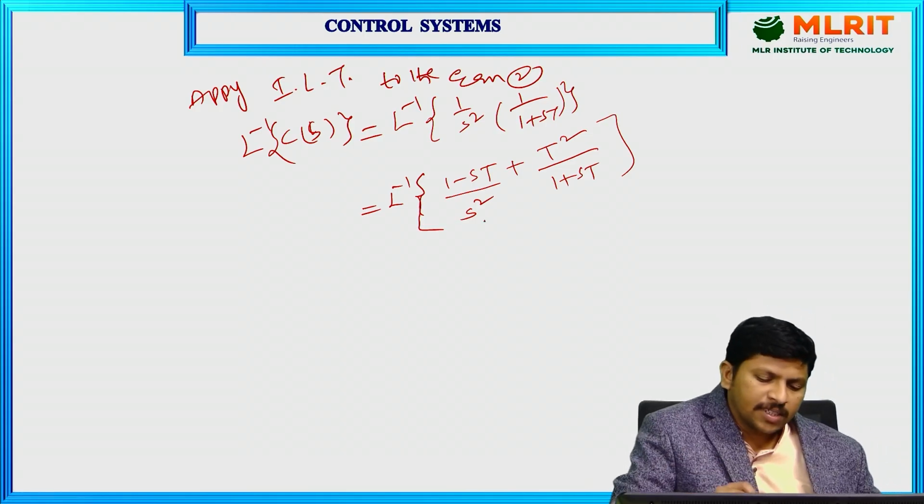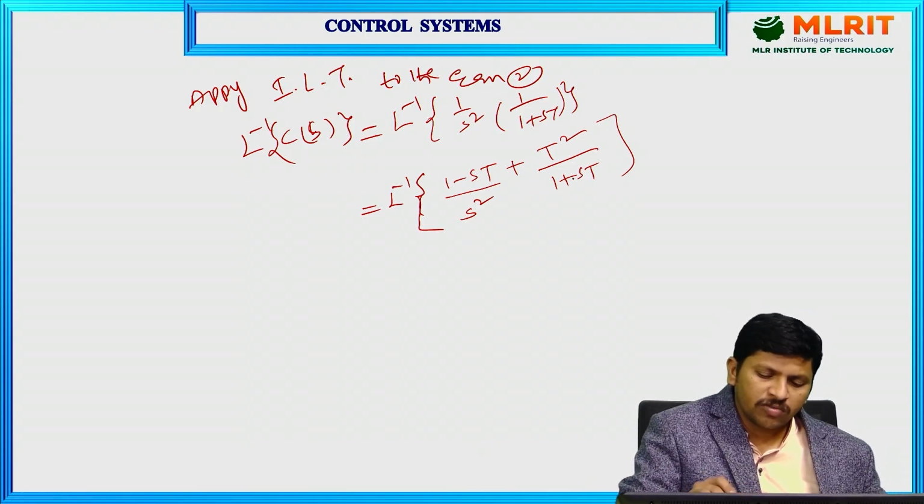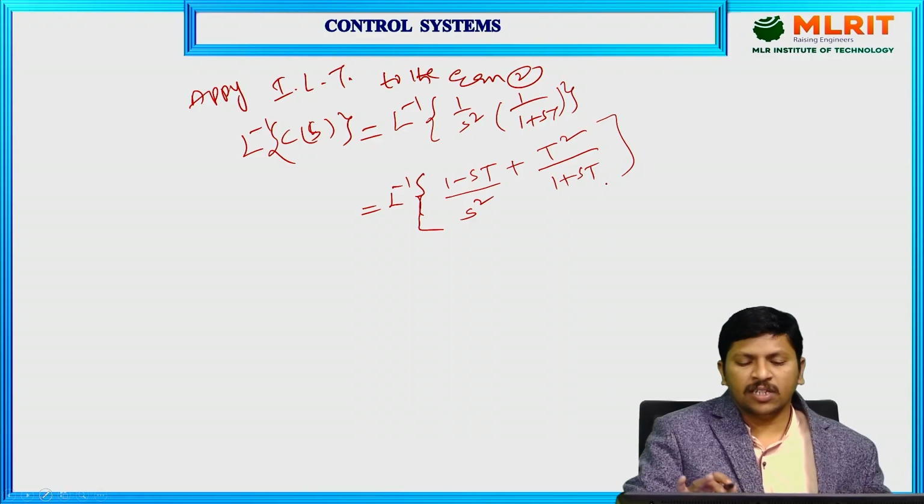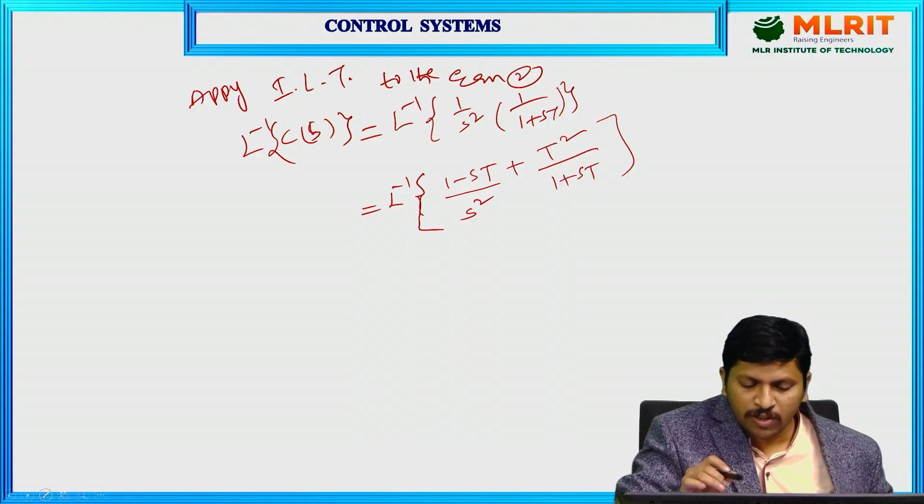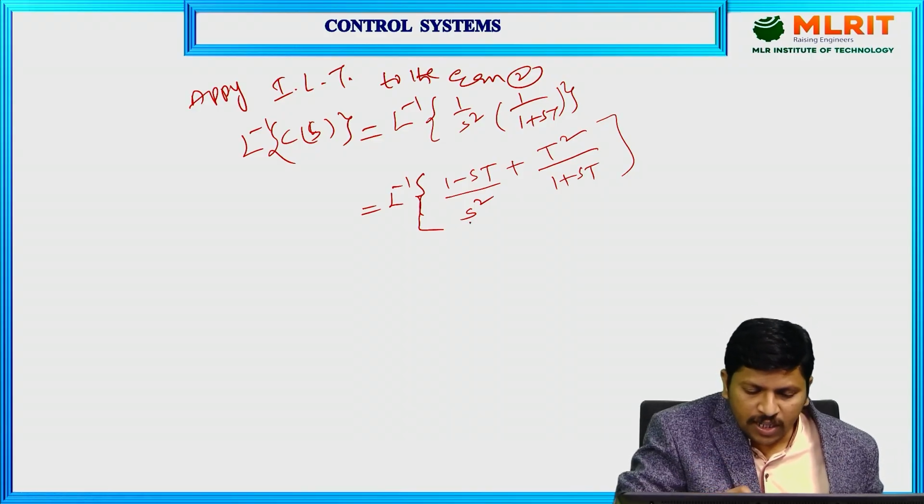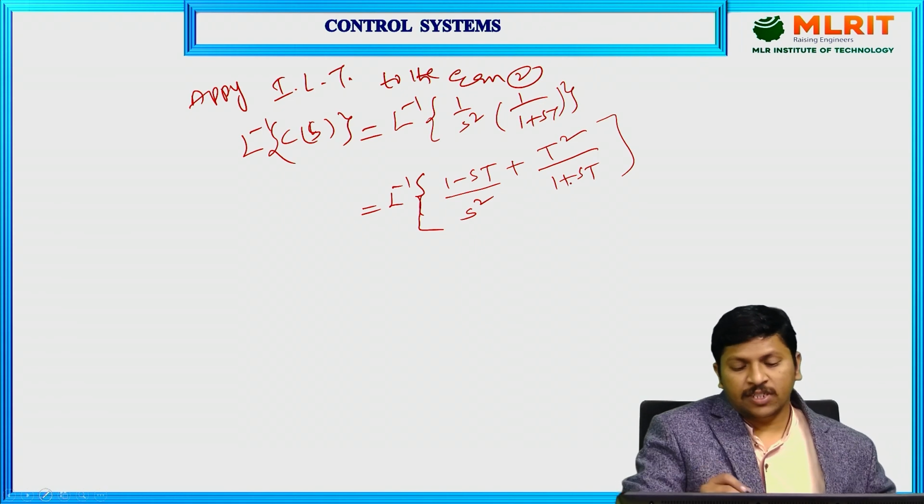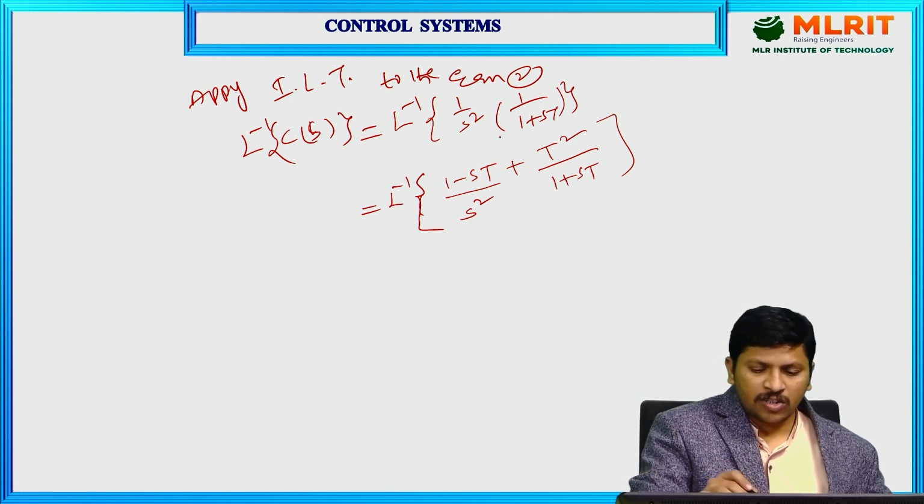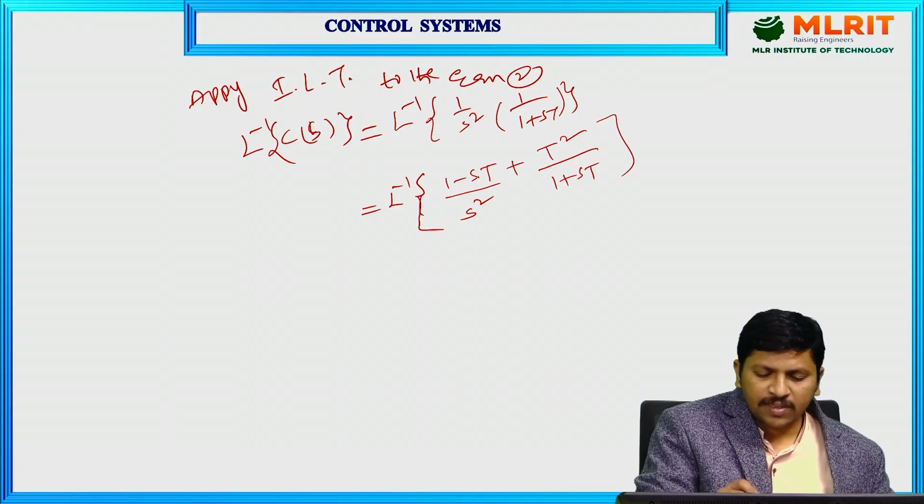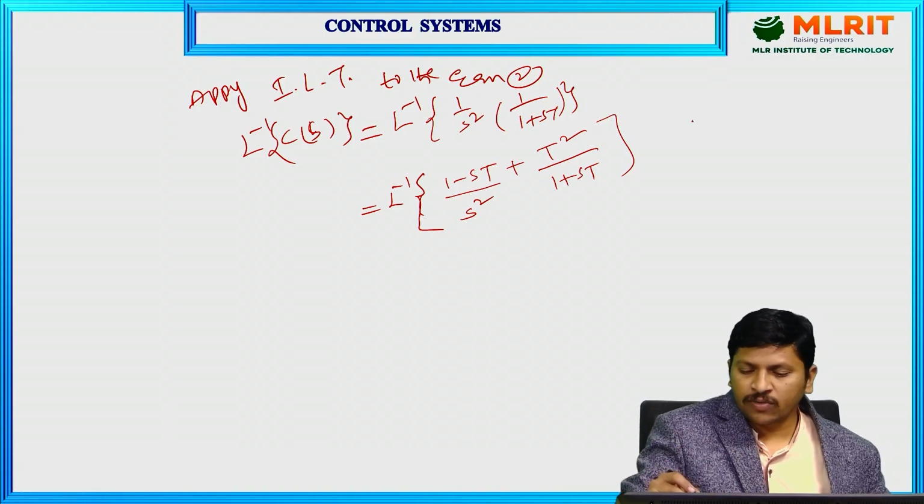(1 − st)/s² + t²/(1 + st). I am just writing this form. Here observe, in the denominator, s² into (1 + st), here also s² into (1 + st). In the numerator, just (1 − st) into (1 + st).